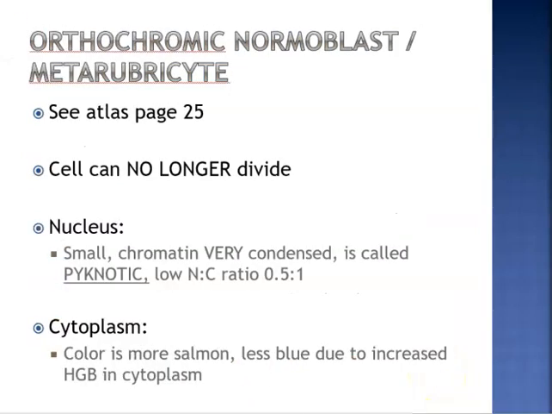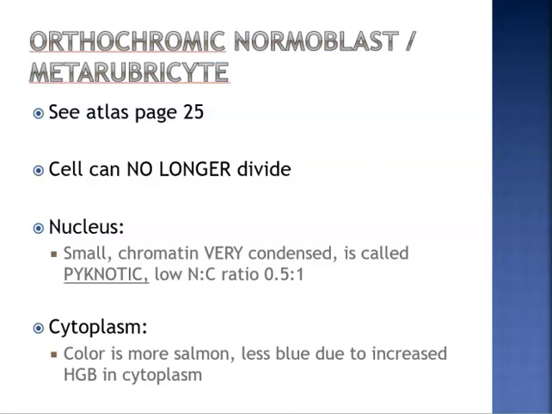Alright, the fourth stage in the red blood cell maturation sequence is orthochromic normoblast, or you can refer to it as the meta-rubrocyte stage. Please look at page 25 in your atlas to see the image of this stage. The cell can no longer divide. The nucleus is small at this point. The chromatin is very condensed. We call it pycnotic. Pycnotic is just a term that means that the chromatin is clumped together.